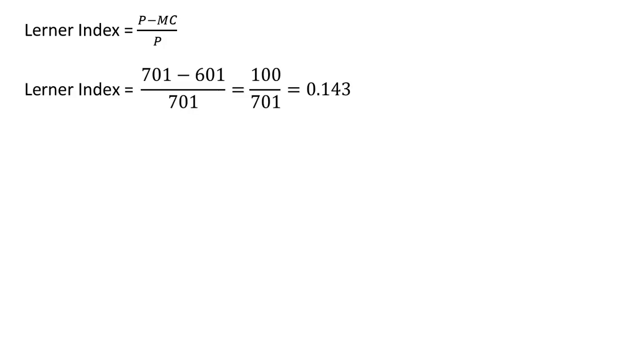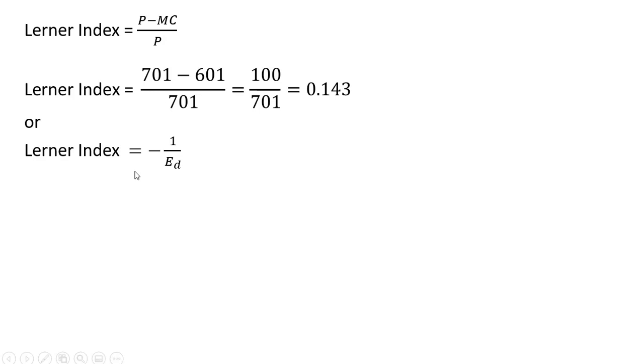And so let's evaluate the Lerner index at our profit maximizing values here. Price is 701. At the profit maximizing level of output, marginal cost is 601. And we get a Lerner index here of 0.143.